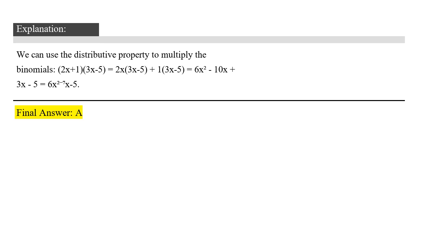We can use the distributive property to multiply the binomials. (2x plus 1)(3x minus 5) equals 2x(3x minus 5) plus 1(3x minus 5) equals 6x superscript 2 minus 10x plus 3x minus 5 equals 6x superscript 2 minus 7x minus 5.